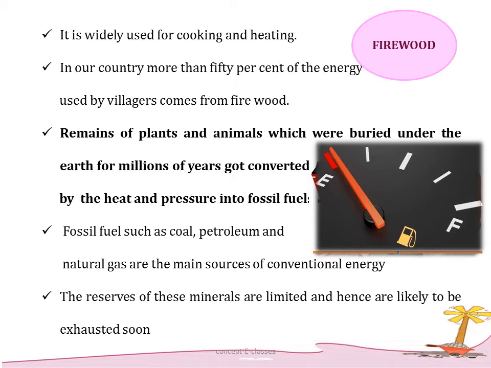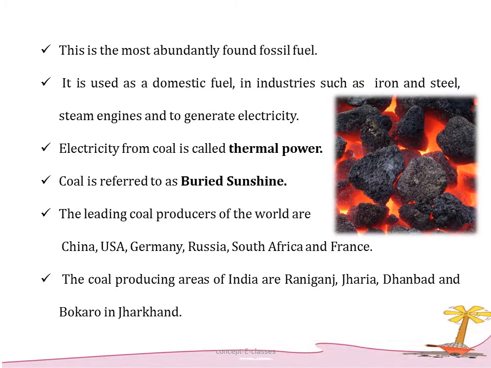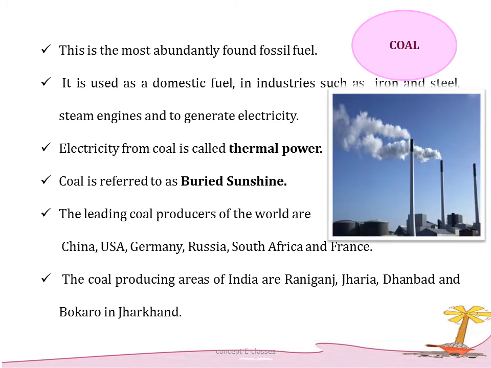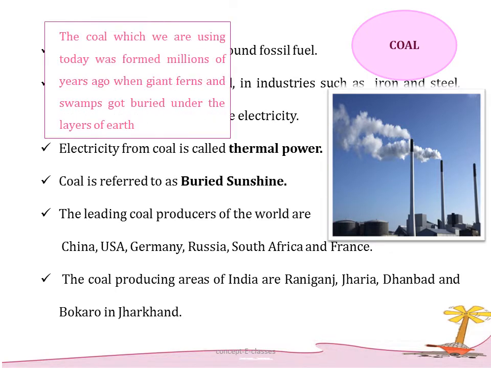So now let's discuss the next conventional sources, which are the fossil fuels. The first fossil fuel that we're going to study is coal. Coal is the most abundantly found fossil fuel and it's used as a domestic fuel and in industries such as iron and steel, in steam engines and even to generate electricity. The electricity from coal is called thermal power.